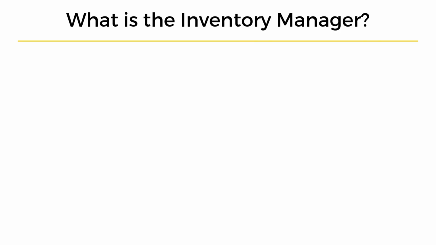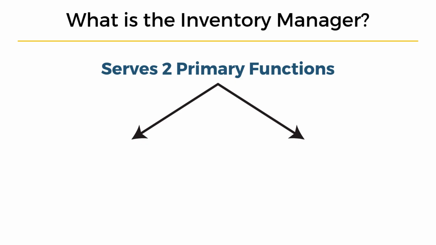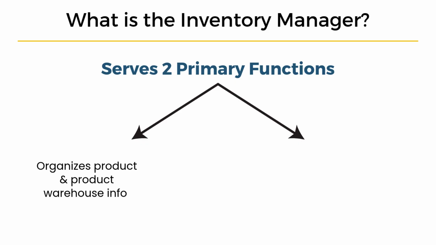In this video, I'll introduce you to the Inventory Manager and explain what it is and how it can help you become more efficient. The Inventory Manager serves two primary functions. It provides a way to organize product and product warehouse information, and it allows you to perform bulk actions on products, from changing product status to reordering for product warehouses. Let's take a look at how to use the Inventory Manager.